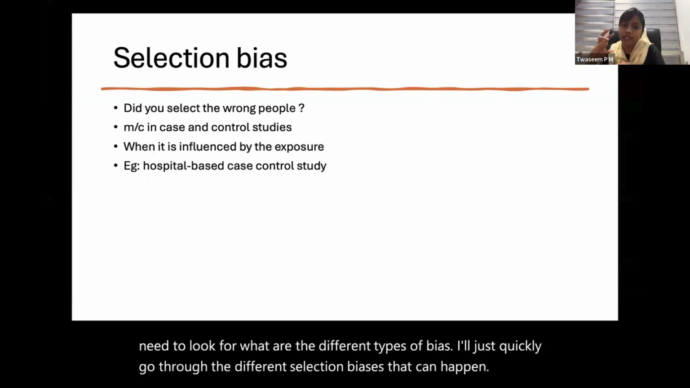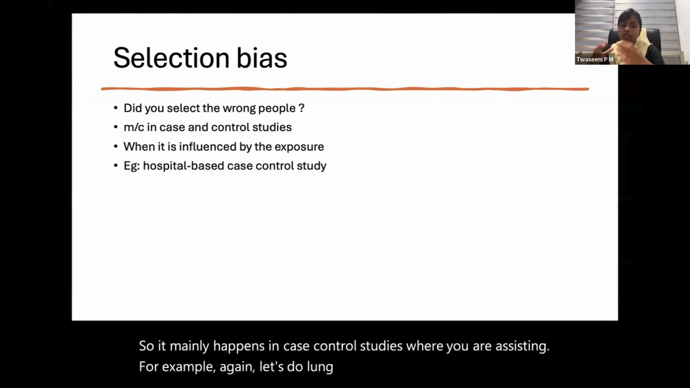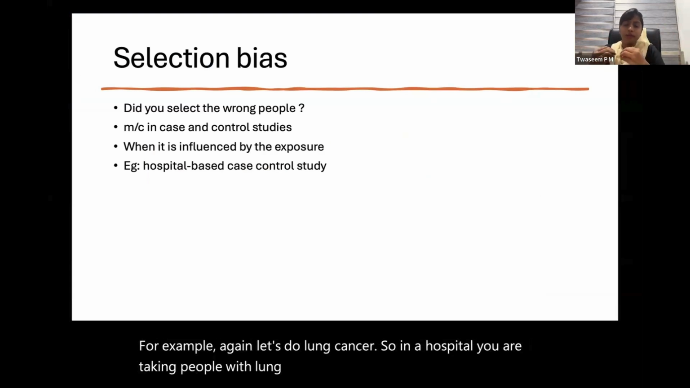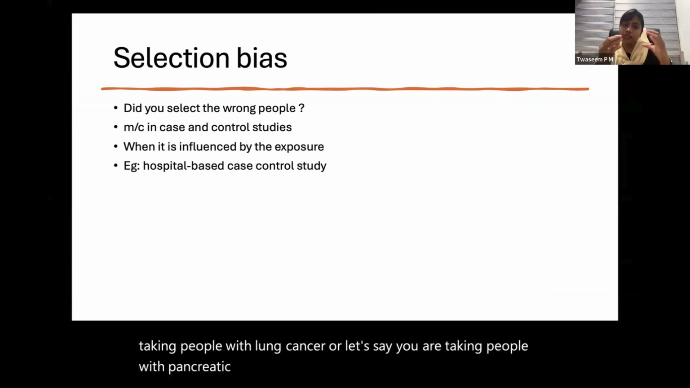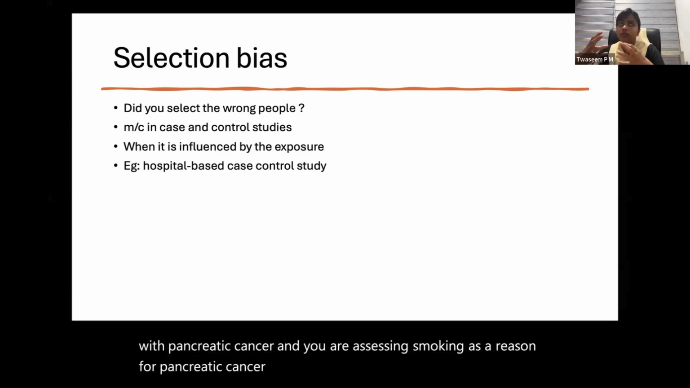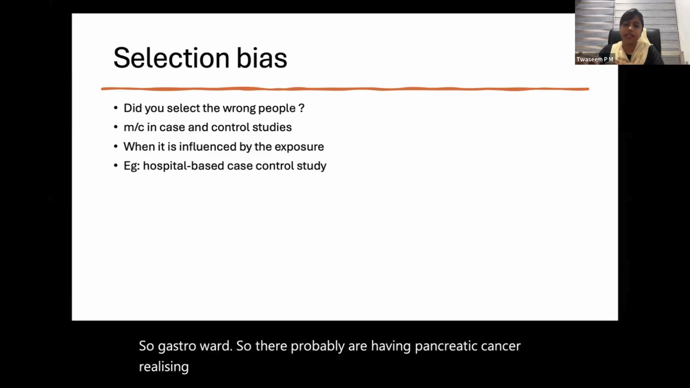It mainly happens in case control studies where you are assessing, for example, let's do lung cancer. In a hospital, you're taking people with lung cancer. Or let's say you're taking people with pancreatic cancer and you're assessing smoking as a reason for pancreatic cancer. Or let's take a GI ward, a gastro ward. There you have pancreatic cancer patients, and you're assessing coffee as a cause for pancreatic cancer.